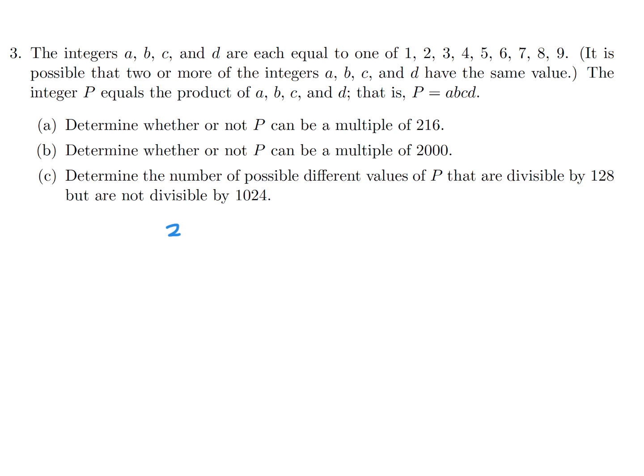Okay, well, let's look at 216. What is 216 in terms of its prime factors? I believe it's 2 times 2 times 2 times 3 times 3 times 3. I think. Yeah. So can it ever look like this with a, b, c, d being chosen from that? And they're not distinct because it is possible that 2 or more can have the same value.